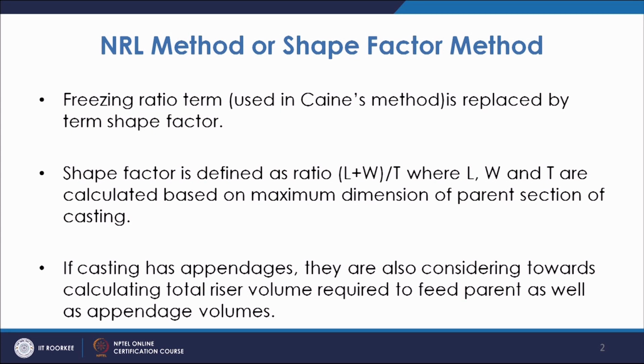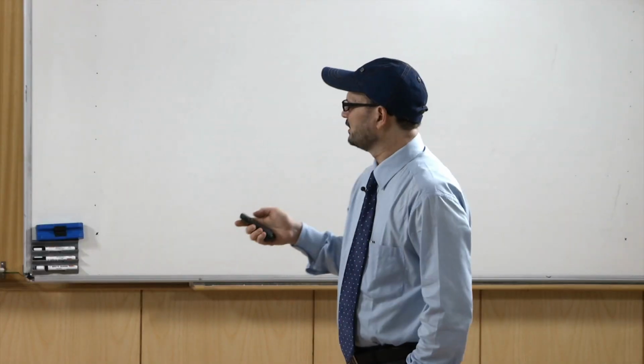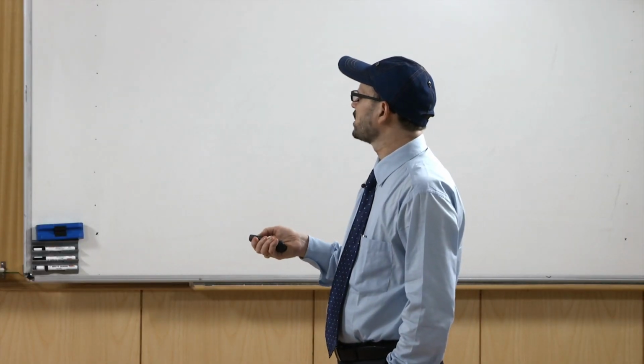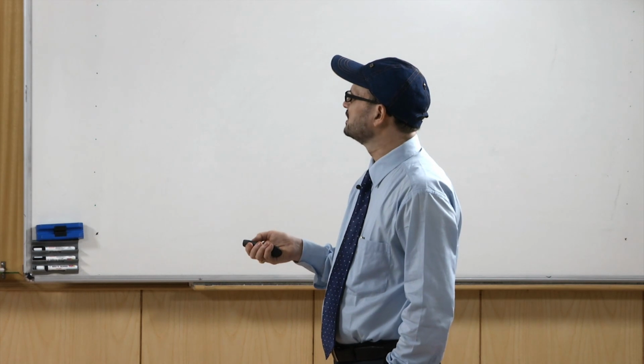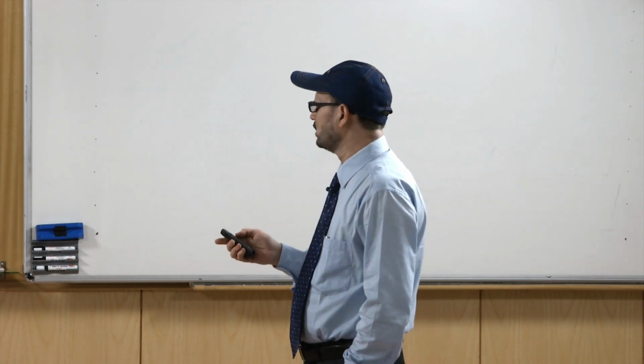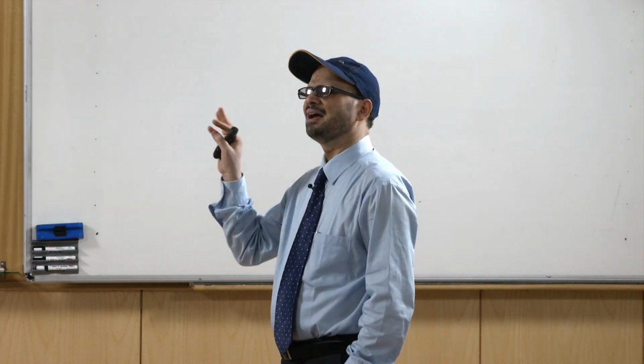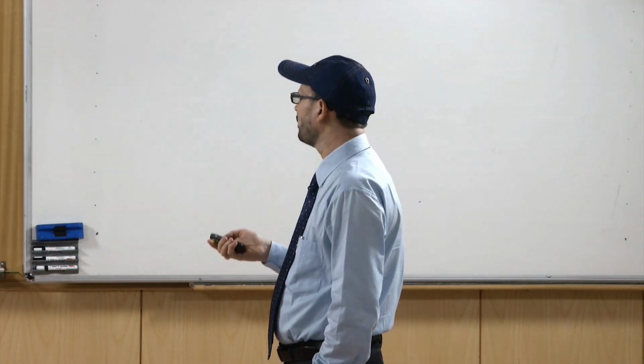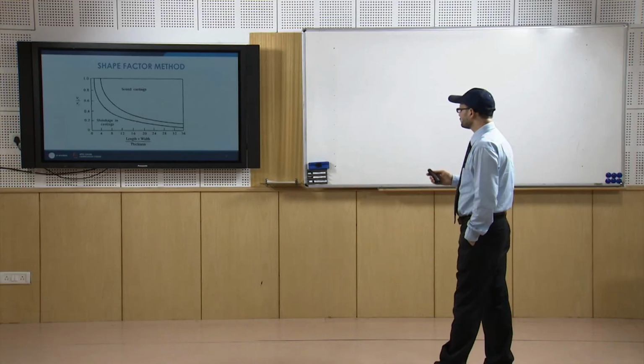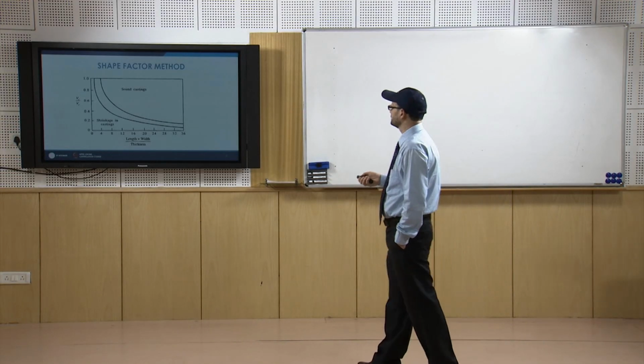So, once you have the dimensions of the casting, you can first calculate the shape factor, and based on that you can get the ratio of the volume of riser to casting, and based on that the volume of riser can be found out. This was the graph which was suggested.